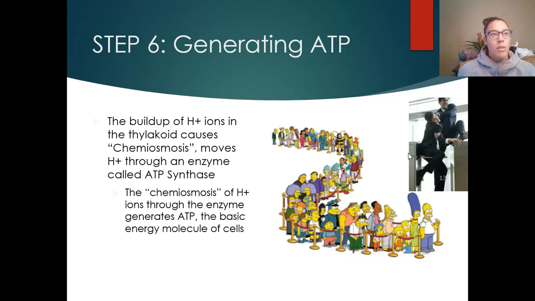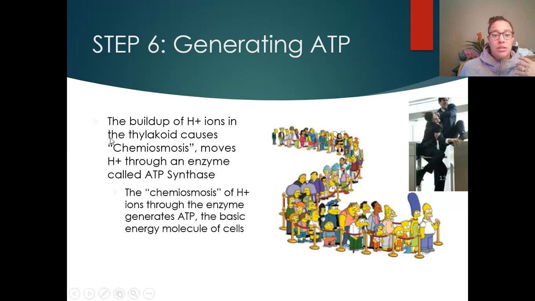ATP is an important molecule for all cellular processes. It goes through a process called chemiosmosis. We break that down. The chemi part is like chemicals. The osmosis we are aware of. We talk about osmosis like being the movement of water. We know osmosis is from high concentration to low concentration, right?